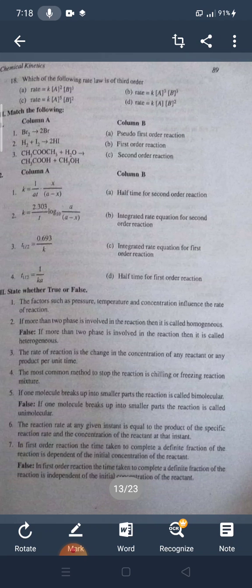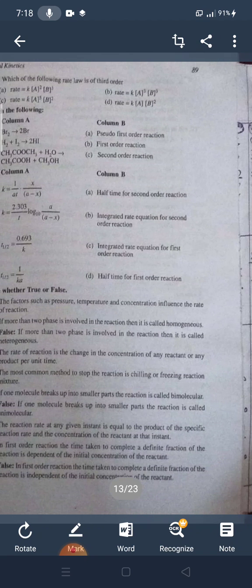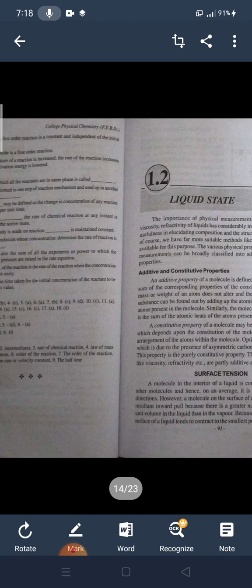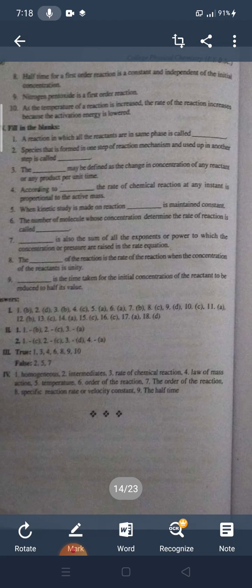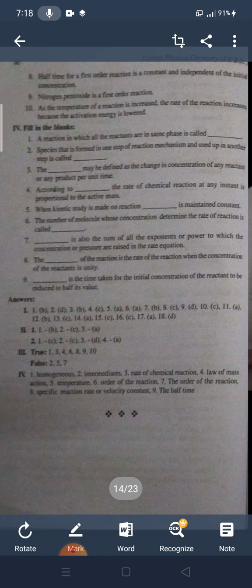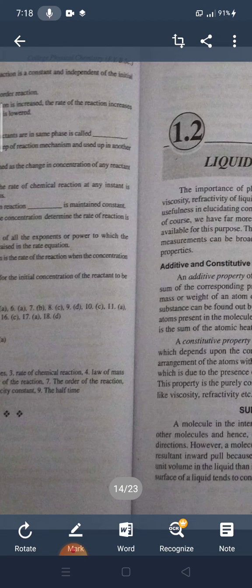There is match the column, true or false. Please go through all this part because the question can be based on any part of this. Any MCQs will be there. That's why I'm showing you that part. Okay, so many MCQs are here. You can go through this. Answers are again given over here. Please go through this. If you are not getting it, then you can ask.